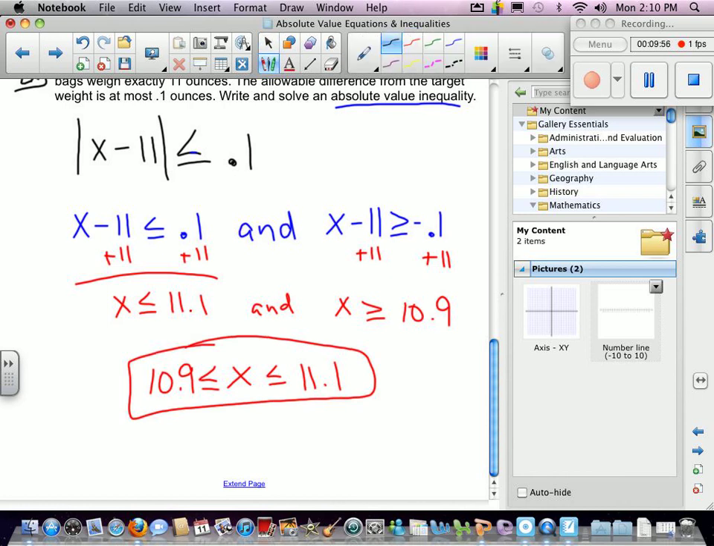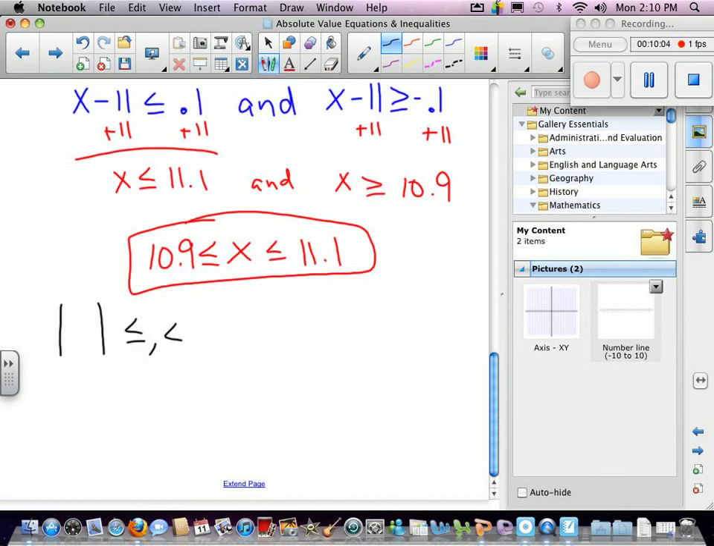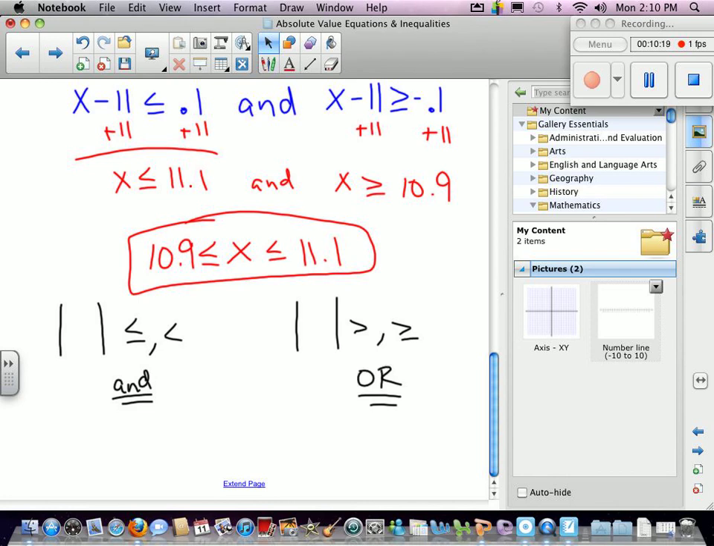Okay. The last thing real quickly, when we're talking about absolute value, less than or equal to, those are and statements. When we're talking about compound inequalities, we have absolute value being greater than or equal to. That's when we have the word or. So there's a lesson on absolute value equations and inequalities.